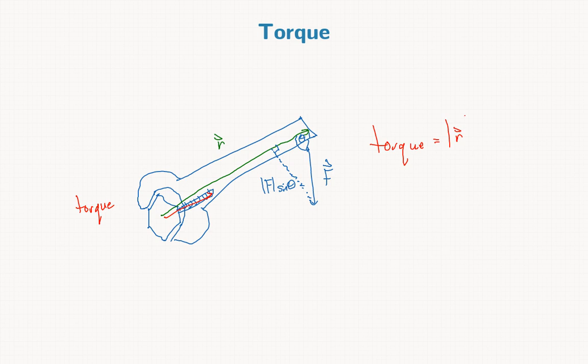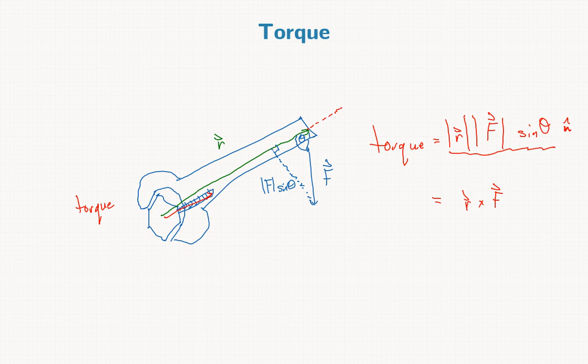So the torque that we're after will be length r, length f, sine theta, and then times a unit vector. And so the magnitude of the torque will be length r, length f, sine theta, and then times a unit vector like this. And from what we've seen, this is exactly r times f.